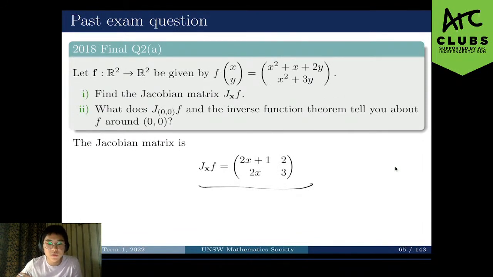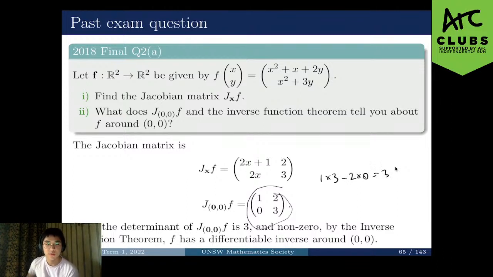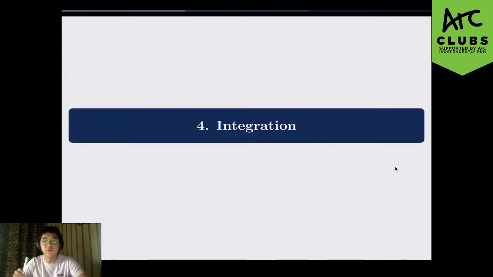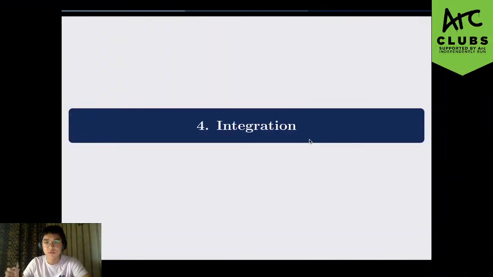The second part is, what do the Jacobian at point (0,0) and the inverse function theorem tell you about f around (0,0)? We're first going to find that matrix to see what it is. If we sub in (0,0), we get this matrix. The determinant is 1 times 3 minus 2 times 0, so that's 3. Since that's non-zero, we can invert this matrix. And thus, by the inverse function theorem, f will have an inverse around (0,0). That brings me to the end of differentiable functions. I don't know if we'll have that much time to do this part, but I'll end it here for now.